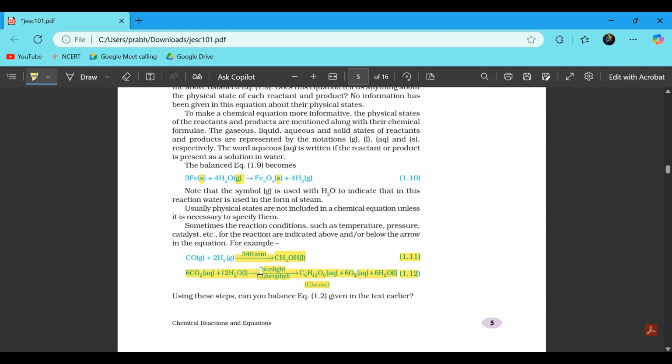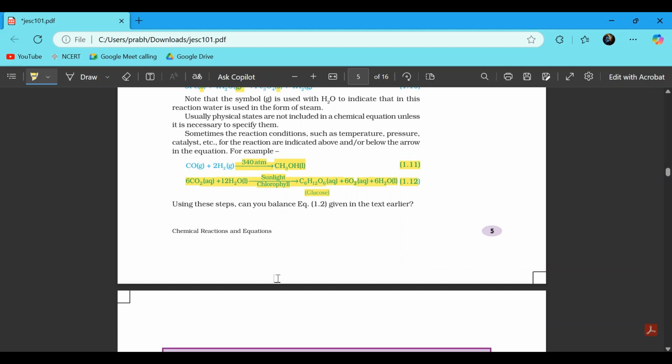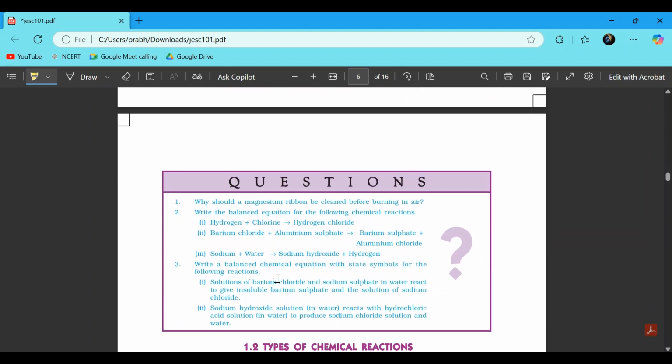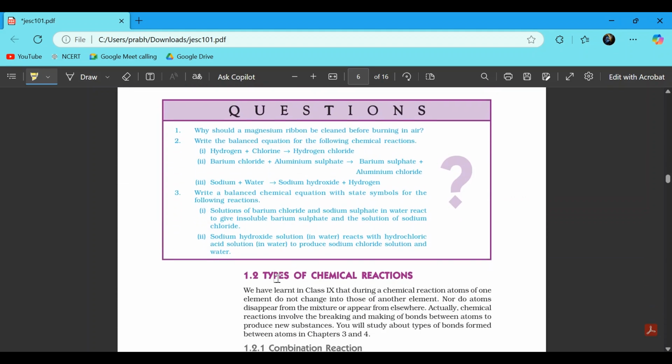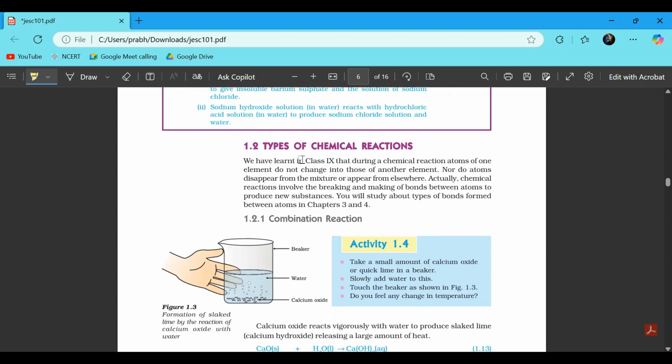So this kind of question also comes, so you should remember that these are the things that come out as a result of CO2 reacting with H2O in the presence of sunlight in chlorophyll. Okay. So these are the things, like why a magnesium ribbon should be cleaned before burning. So these are the things we have discussed.